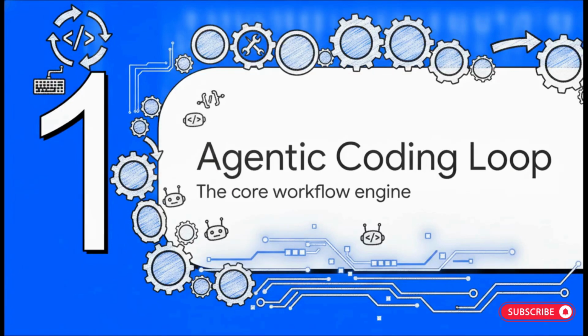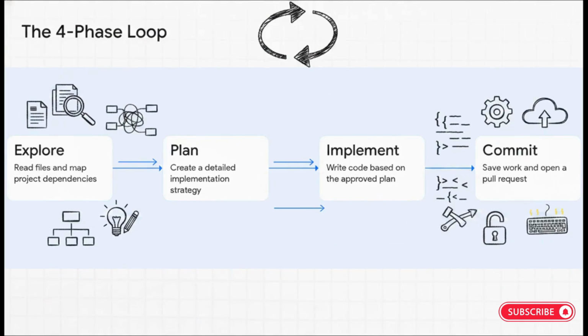Section 1. The Agentic Coding Loop. Let's dive into the core workflow engine. A massive common mistake developers make is letting AI jump straight into writing code. That is a guaranteed recipe for solving the wrong problem. Instead, we use a strict four-phase loop.